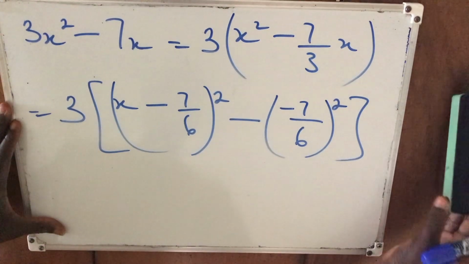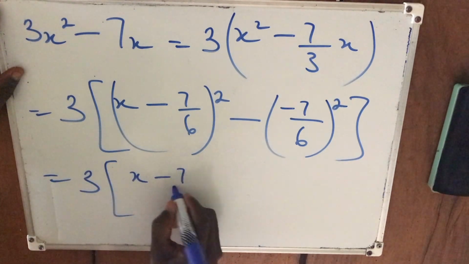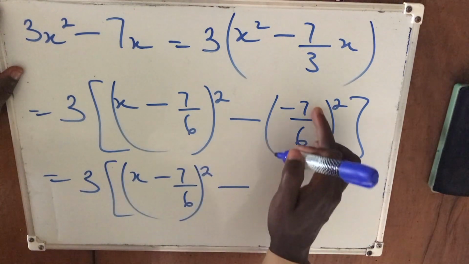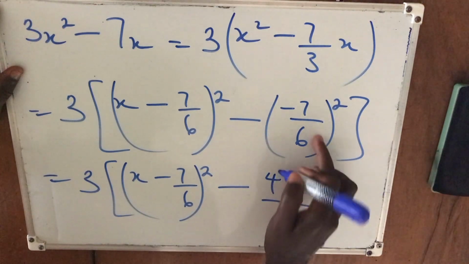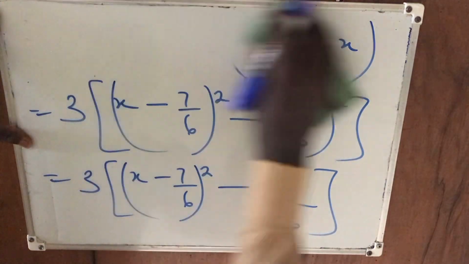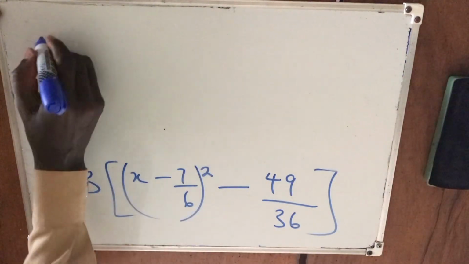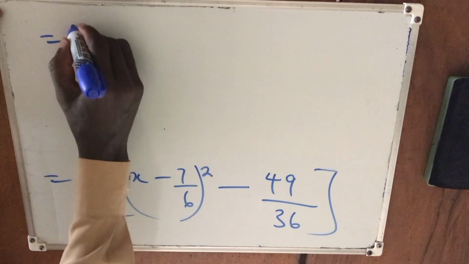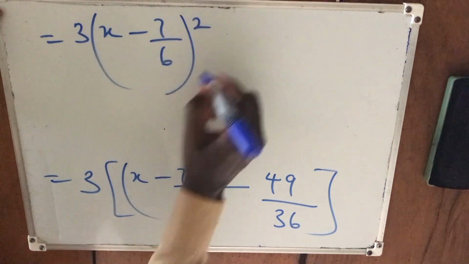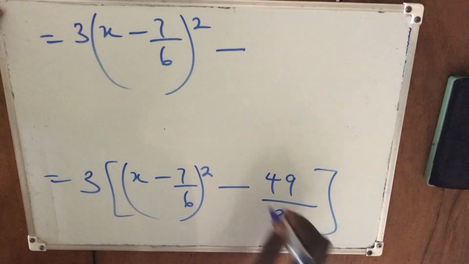And the next step will be 3 into bracket x minus 7 over 6 all square minus the square of minus 7 is 49, and the square of 6 is 36. We close the bracket. And what do we have next? The next step will be, and that will be equal to, now we can open the bracket. That's 3 into bracket x minus 7 over 6 all square minus, and now I'm going to do 3 times 49 over 36.